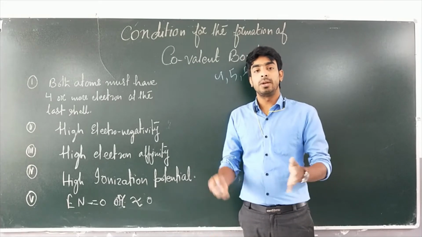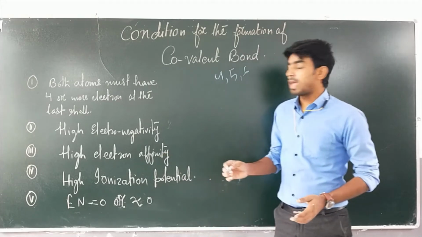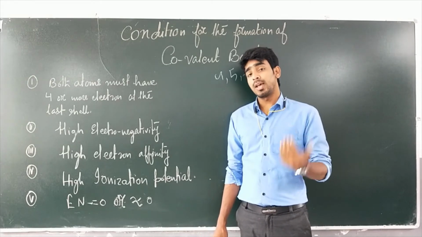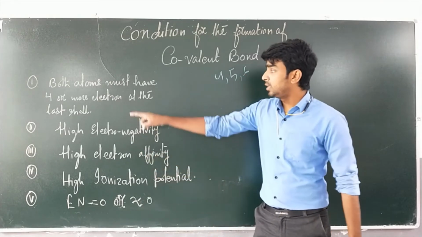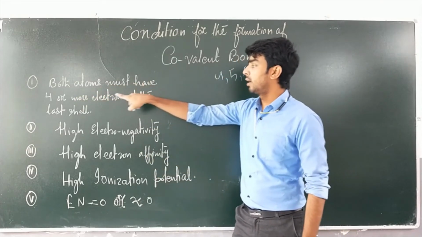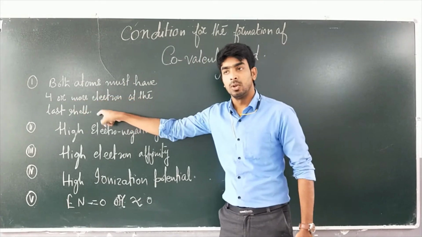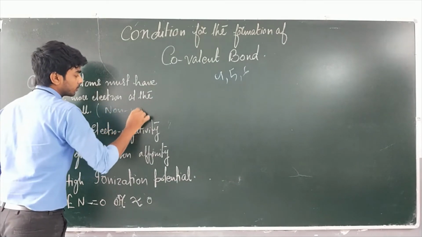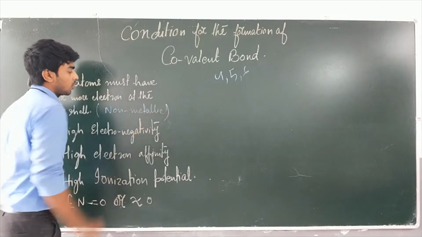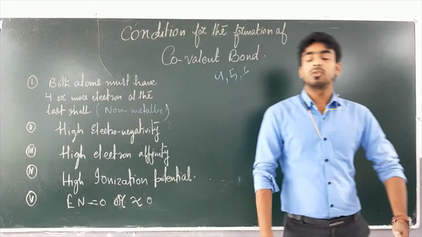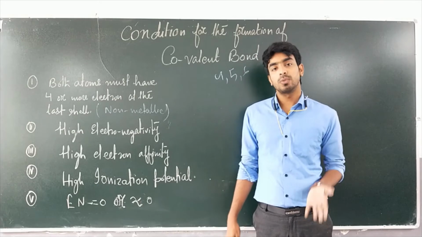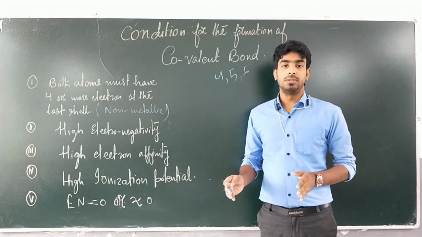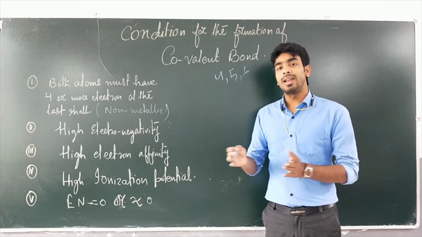And what was electronegativity? It was the tendency to gain the electron. So a bond was forming between two atoms which have the electronegative property. That means both atoms must have 4 or more electrons in the last shell. Or we can say they must be non-metallic. Why? Because all non-metallic elements have 4 or more electrons in the last shell. So the covalent bond was forming between two non-metallic elements, or between two electronegative elements.